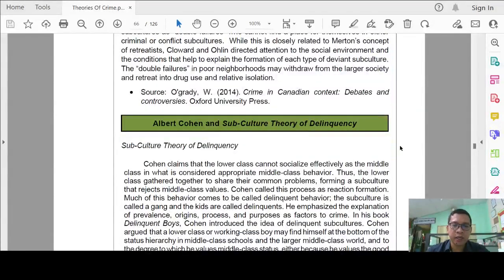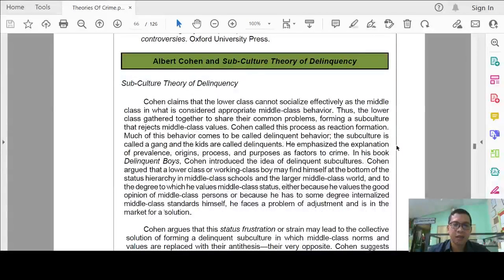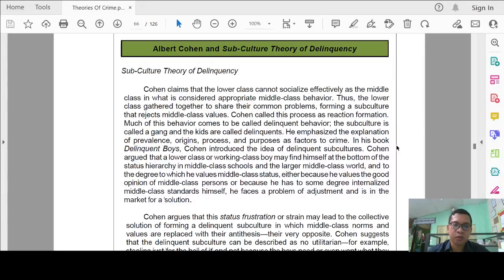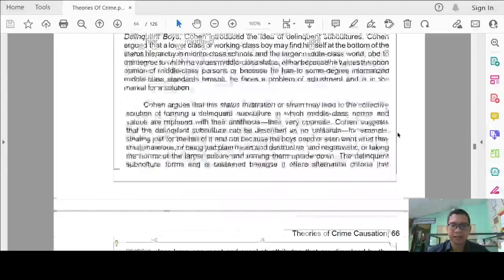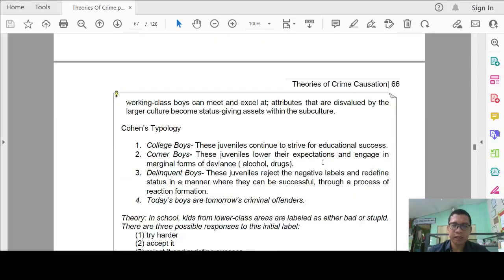Now let's proceed to Albert Cohen and the subculture theory of delinquency. We discussed earlier about subculture theory. Now, Cohen claims that the lower class cannot socialize effectively, meaning they cannot socialize with those above. So in Cohen's typology, we have four classifications of subculture, specifically when we talk about delinquent boys, those of school age, high school or early college years. So who are these four? There are college boys, corner boys, delinquent boys, and today's boys are tomorrow's criminal offenders. So, let's begin with the college boys.